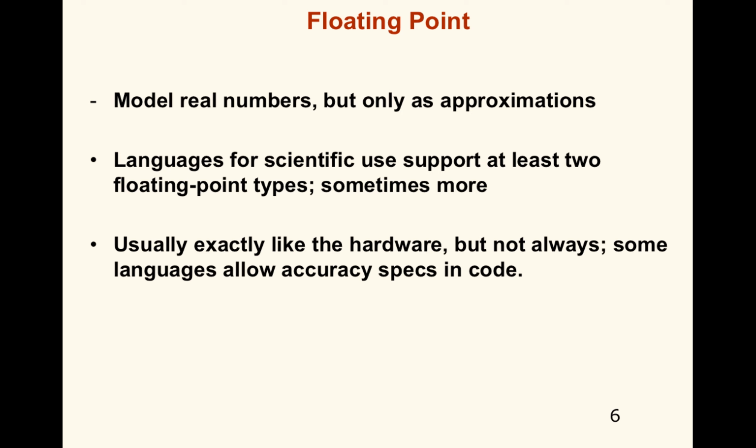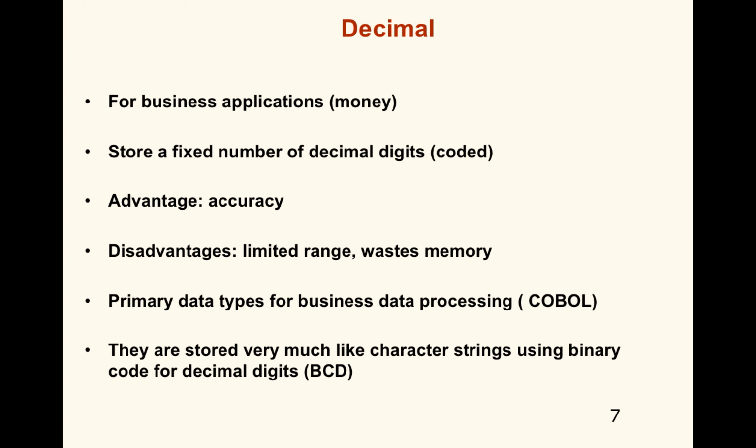So it depends on how small the numbers are going to get in terms of how many places past the decimal do we really need to keep track of. So usually the floating point is exactly like the hardware, but not always. Some languages allow accuracy specs in the code. C allows some accuracy specs, but not all. And there are floating point errors. And if you do math using floating points, you might not necessarily get the correct answer at the end. It might be slightly off compared to Java or to some other languages. C is not a math language, by the way, nor is Java, actually.